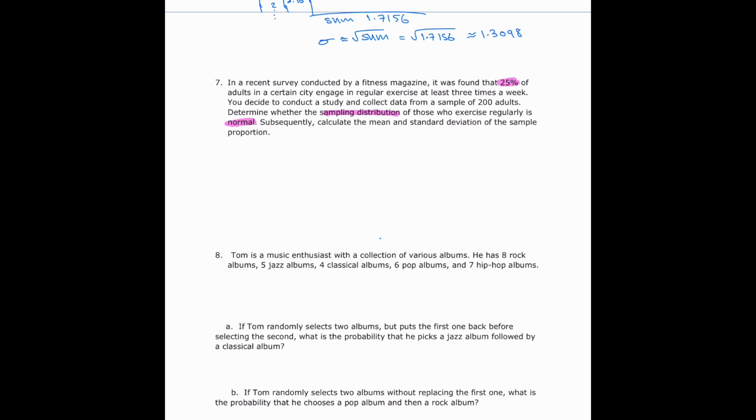First of all, we have a probability here. However, the sample size is too big to be binomial, so we're going to treat this as distribution of sample proportion. When we discuss distribution of sample proportion, the first step is to check whether it is normal or not using this formula. If n times p times 1 minus p is greater than or equal to 10, then the population is normal.